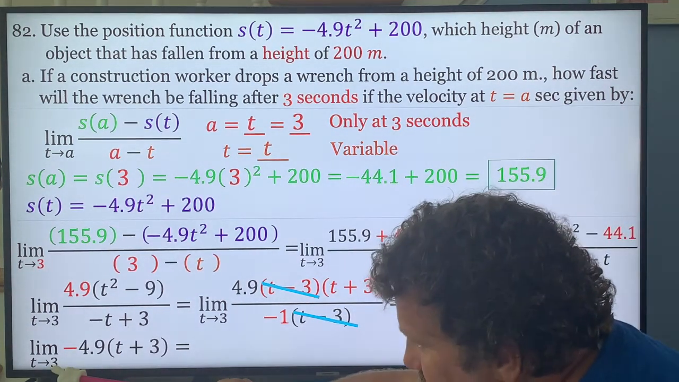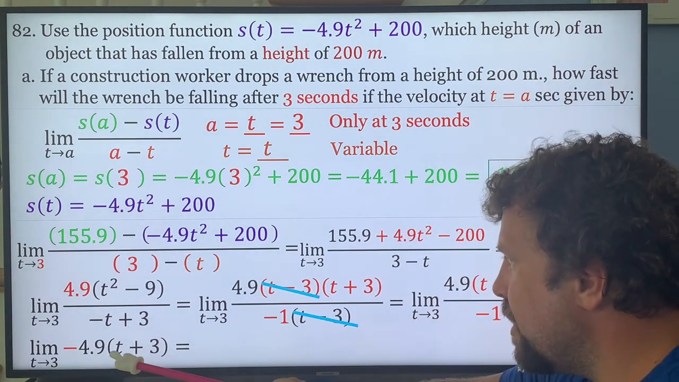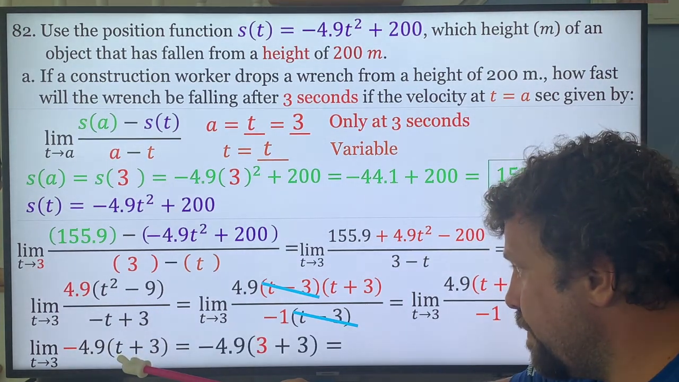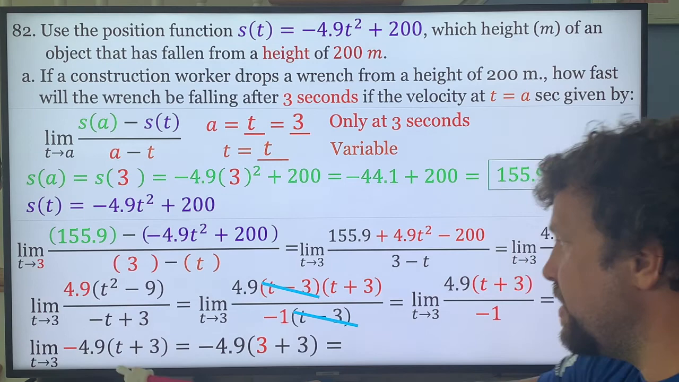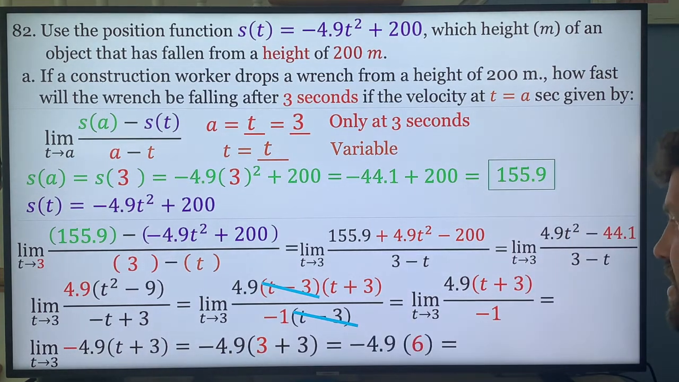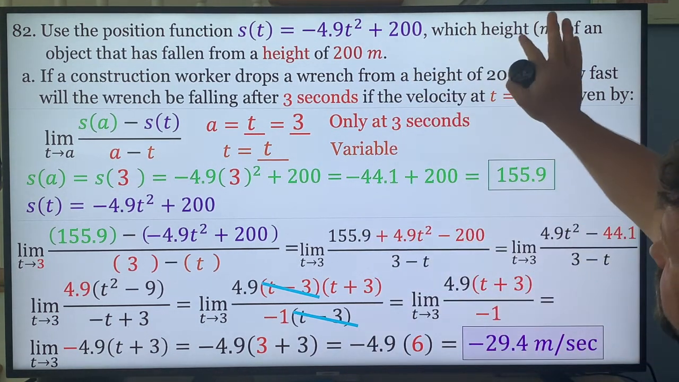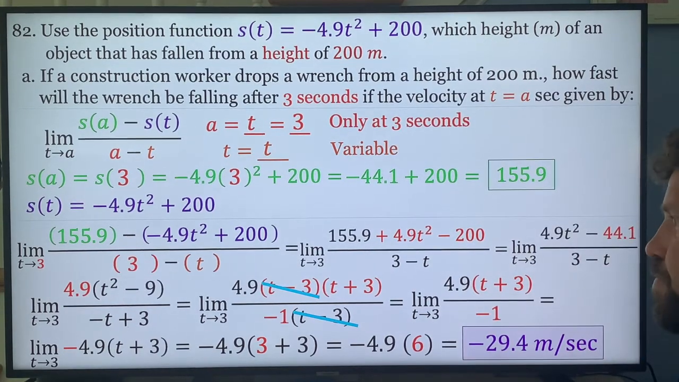And now I plug in my A, which is what t is approaching: 3. Negative 4.9 times 3 plus 3, negative 4.9 times 6, is my answer: negative 29.4 meters per second. So that's how fast it's going after 3 seconds.